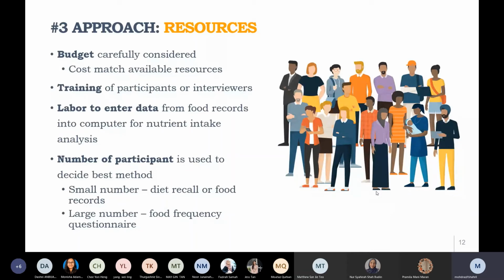So sometimes when the study is large, you have several interviewers. So to avoid inconsistencies in the methods being used, there must be training among the interviewers. And for studies involving dietary assessment which the participants need to record themselves, there must be some sort of training for the participants on how to record good quality diet records. And the third resource is on the labor to enter dietary data.